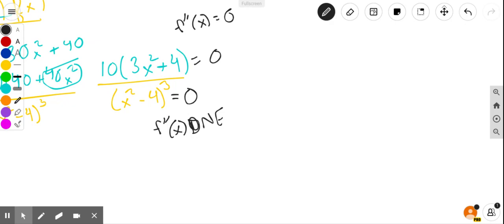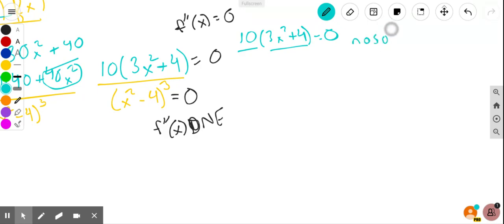That's D. Okay, so if I look at the numerator, I'm trying to figure out where 10 times this equals 0, and that's positive. This will always be positive. Positive multiplying by another positive will never equal 0, so this one has no solution for where the second derivative would equal 0.